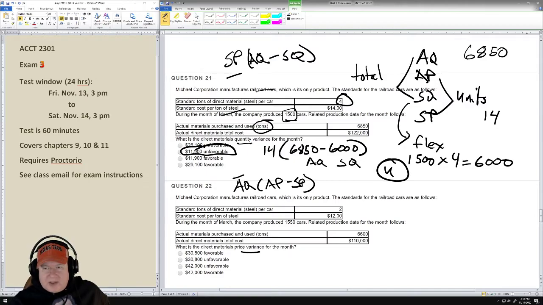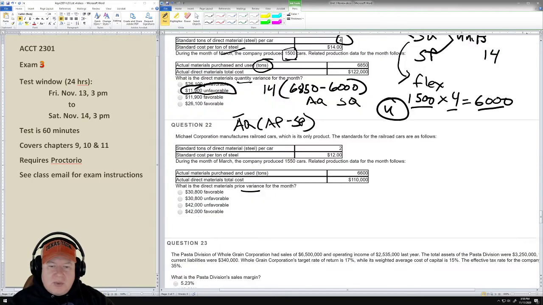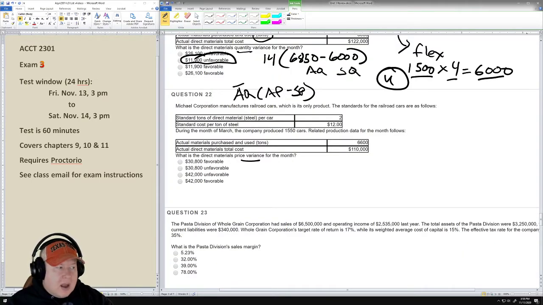So what I was saying about the standard quantity, remember you take the amount of actual things you're building, which is the railroad cars, times your budget, your standard amount of tons of steel per car, which is 4. So if we had planned to build 1,500 railroad cars, we would have budgeted 6,000. We actually used 6,850.